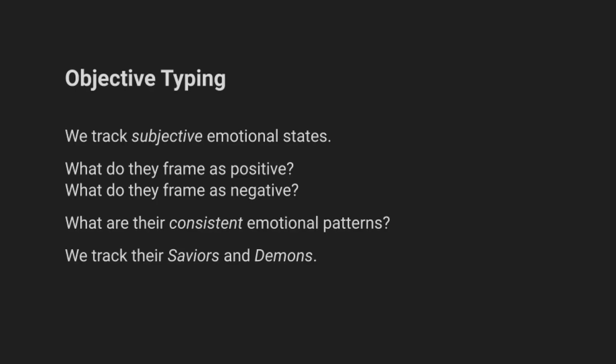We try to observe and agree on the emotional viewpoints of the people we type. More specifically, we ask, what does someone frame as positive and what does someone frame as negative? What are their consistent emotional patterns? We call the emotional states we're looking for saviors and demons. That's what the game of typing is all about, recognizing when someone is in a savior state and when someone is in a demon state.